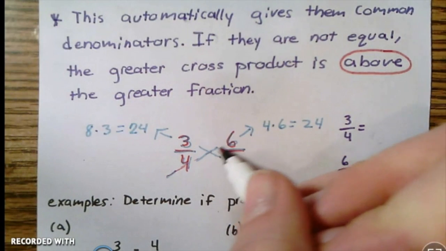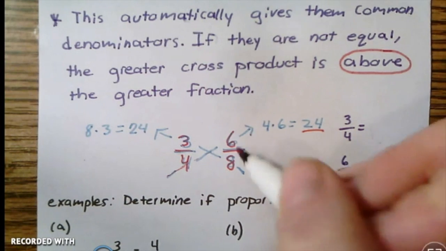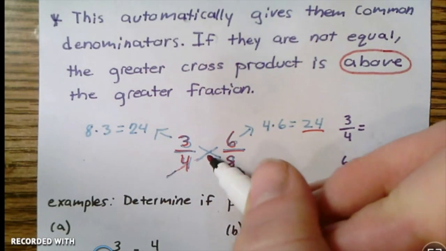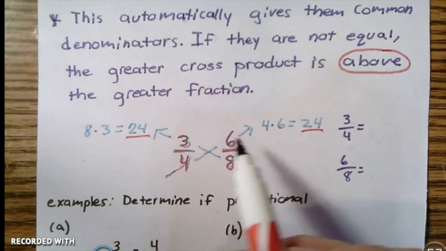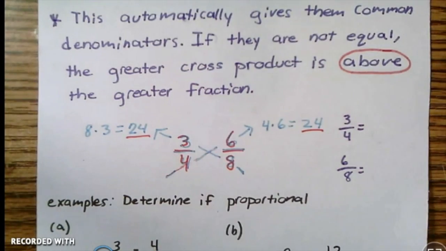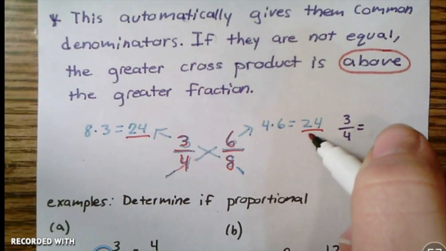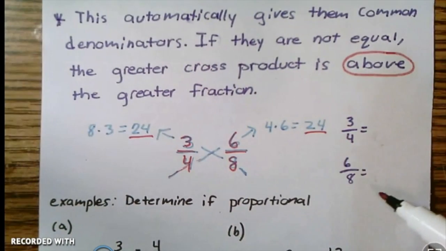So 4 times 6 is 24. And so that's related to this fraction. And then 8 times 3 is 24. And so we know that these two fractions are equal to each other. They are proportional. If this number was bigger than this number, then that would mean that they're not proportional and this fraction is a greater fraction.